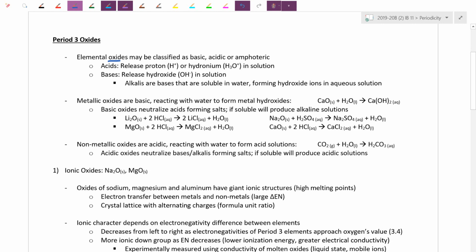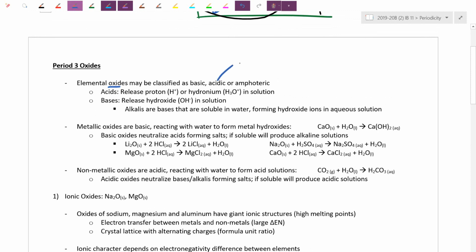One thing you need to learn about these oxides is that they're either going to be acidic, basic, or amphoteric. So acidic, if you remember your definition, this is actually called the Arrhenius definition. Acids are able to release H+ in solution. When you drop them in water, they end up releasing this proton.